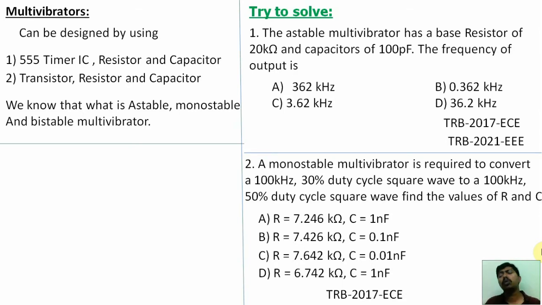The first question was asked in the TRB 2017 EC department examination. The same question was asked in the TRB 2021 examination also. The second question was asked in the TRB 2017 examination. Just try to solve these questions.